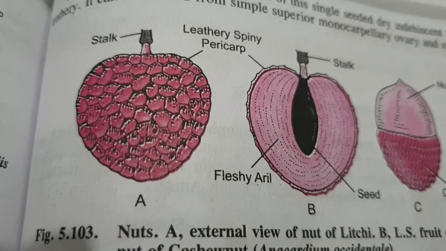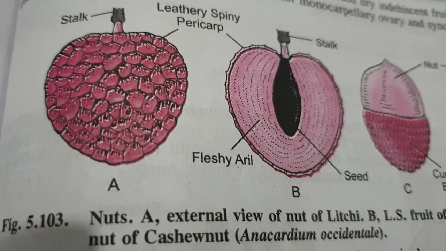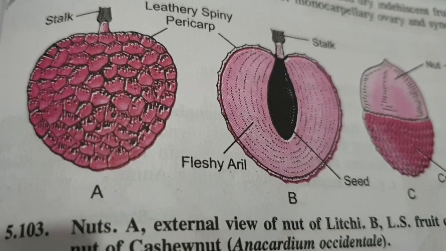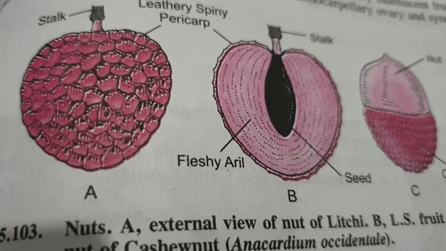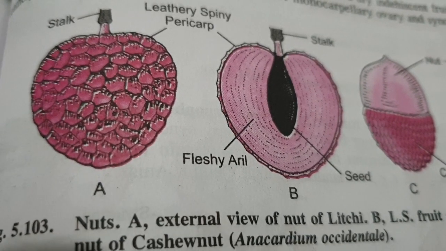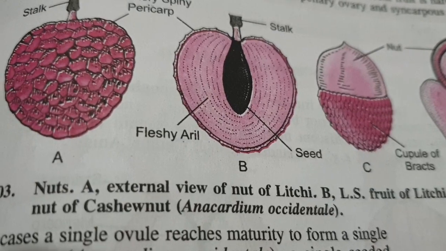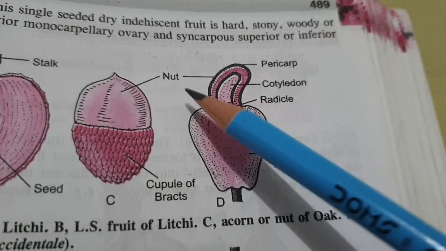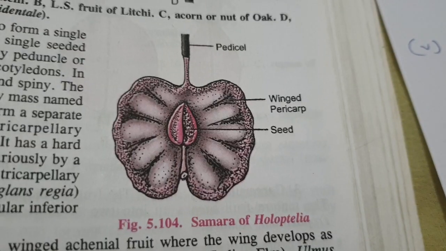Next is the nut, that is a single seeded indehiscent dry fruit. Here the fruit wall is hard and woody, and the hard pericarp encloses the edible seed having two large cotyledons, as for example cashew nut. Now you can see this is the lychee fruit. Here also the fruit is a nut, or the cashew nut which you can observe. This is the fleshy thalamus and this is the nut, that is the type of achene fruit.